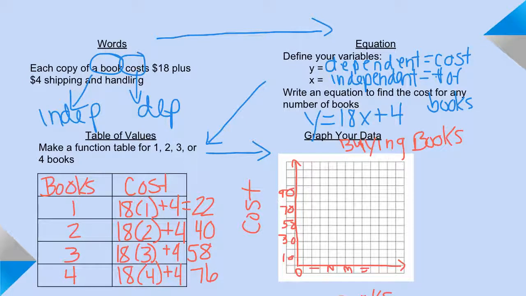All right. So one book, $22, is about right there, down a little bit. 2 books is $40, so that's about right there, down a bit. 3 books is $58, so that's about right there. And 4 books is $76, which is about right there.